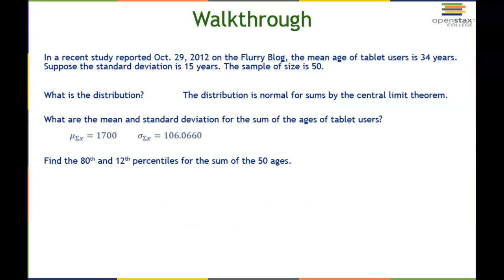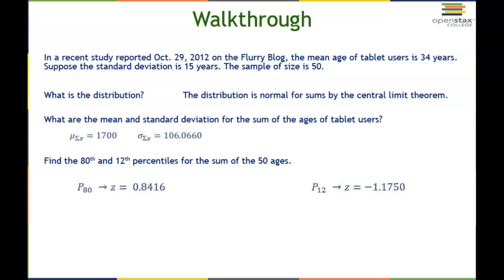Let's just do a couple more calculations. Let's find the 80th and 12th percentiles for the sum of the 50 ages. So we need to translate the percentile of 80 and the percentile of 12 over to z-scores. So we're working backwards here. We have the p. We're going to go from p-value to z-score to then the sum of the x's. The 80th percentile translates to a z-score of 0.8416. All I did was use a calculator online. The 12th percentile translates to a z-score of negative 1.1750.